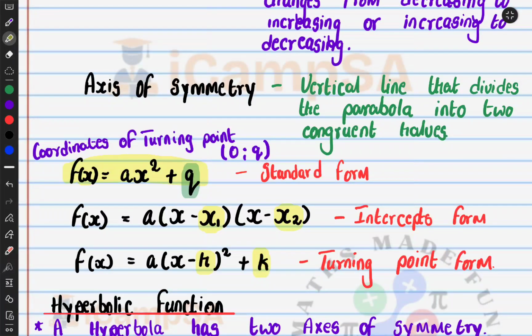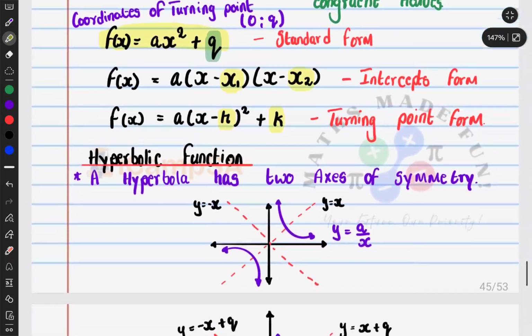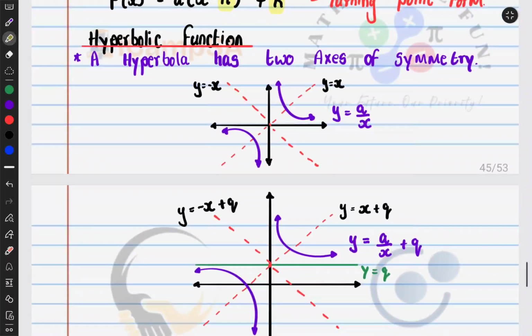The h and the k are actually the coordinates of the turning point on that equation, but you're going to deal with these ones when you go to grade 11 and grade 12. For now, we're just going to be focusing on the first one, the standard form. Okay, and then next we have the hyperbolic function.